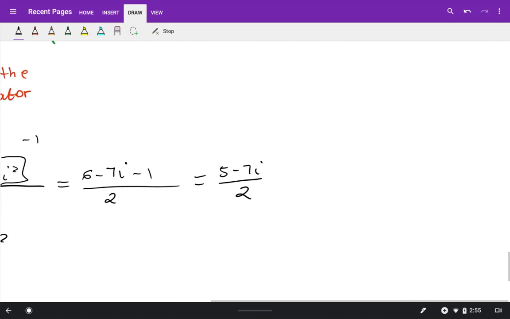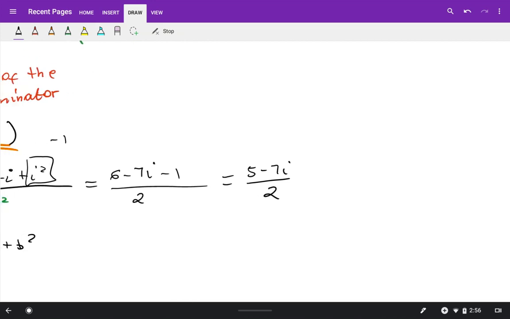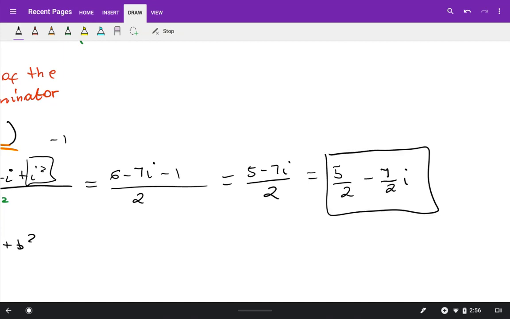Don't stop here. This is not the standard form yet. To get the standard form, just split that into two fractions. This is the same as 5 over 2 minus 7 over 2 i. This is your final solution. This is the standard form. How do you know this is the final solution? Because in standard form, you should know exactly what your a is, the real part, and what your b is, the imaginary part. So don't stop earlier, that's not the end. Just split this over two fractions.